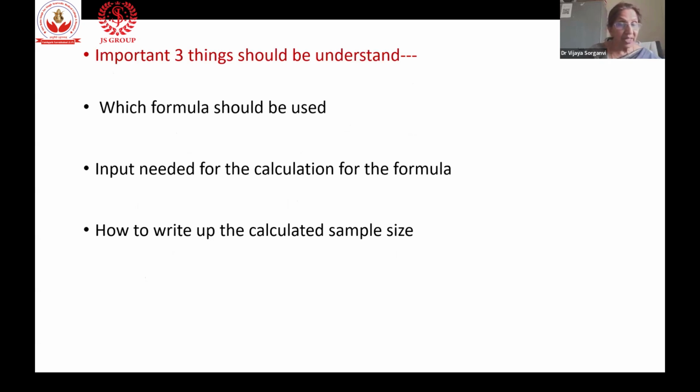Then, the inputs needed for the formula. If I am using online software or a manual formula, what should be the 95% confidence interval, power, and margin of error? Those inputs should be decided beforehand. Then, how to write up the calculated sample size. So these 3 things we have to remember while calculating the sample size.